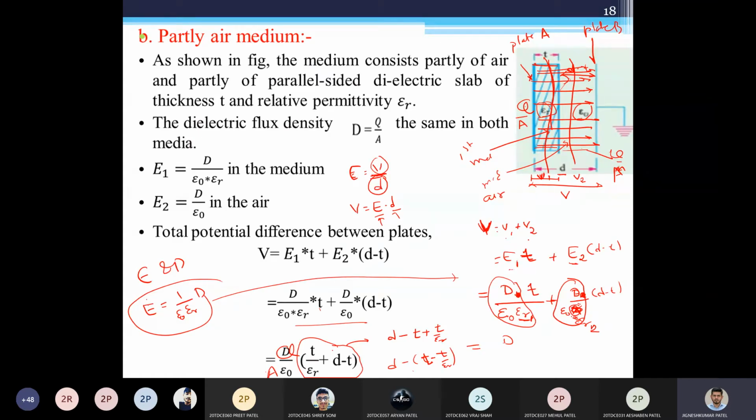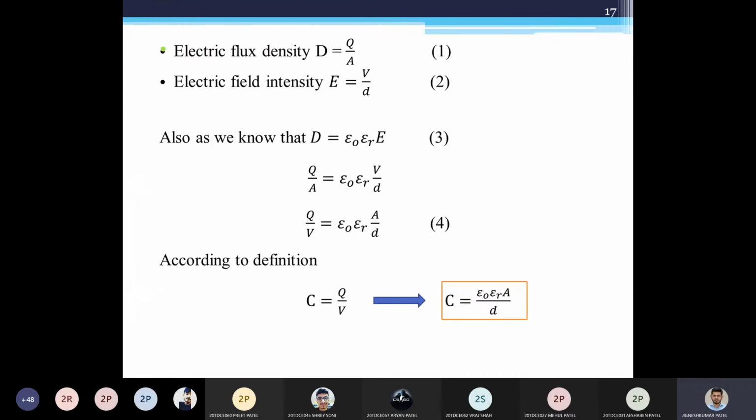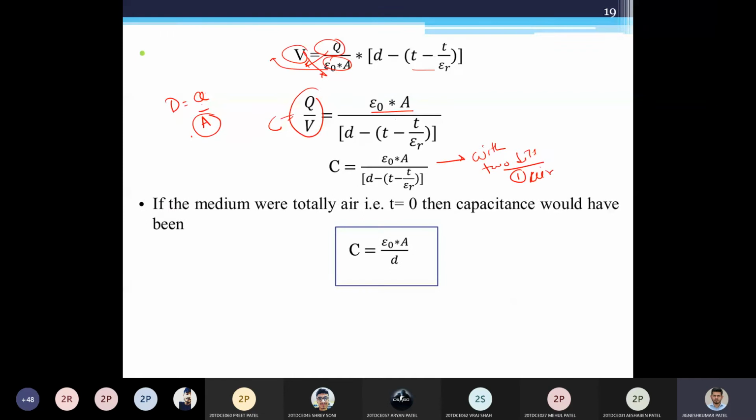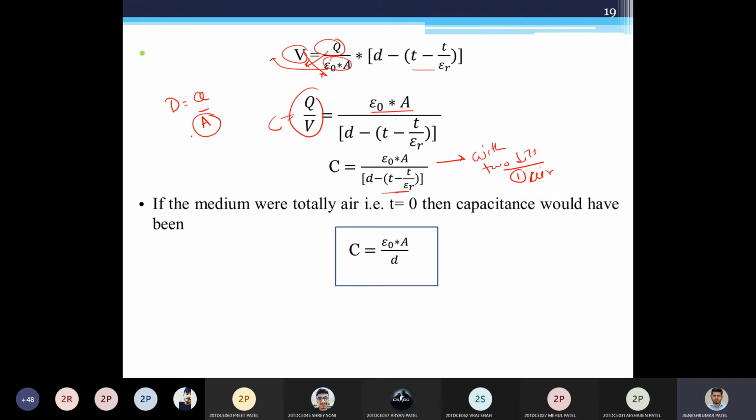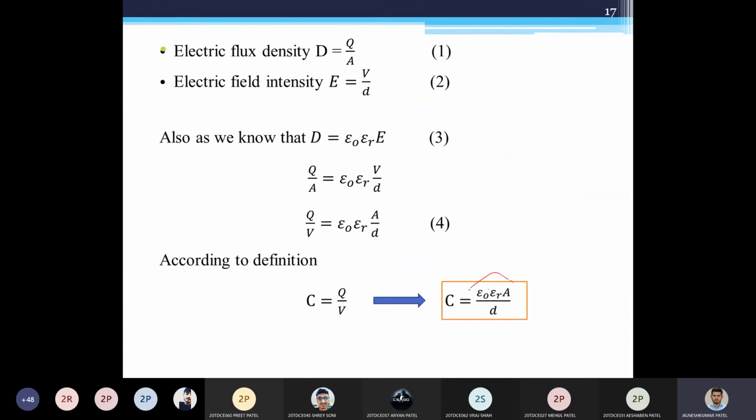So the first one was for uniform capacitance: C is equal to epsilon 0 epsilon r A by d. For partial air, we have C is equal to epsilon 0 A upon d minus, in bracket, T minus T upon epsilon r. This is the equation. If the medium were totally air, I can put T equal to 0. If only air is present here, I remove this, and in that case I can put this thickness as 0. As soon as I put 0 minus 0, I'll get epsilon 0 A by d, and you can see that it is the same as this.